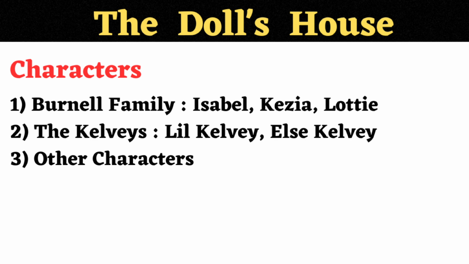The other characters in the story are the Kelvys. The Kelvys include Lil Kelvy, the elder of the Kelvy sisters, described as stout and docile, and the second is Els Kelvy, the younger Kelvy sister, quiet and often clinging to her sister. Now let's directly jump into the plot summary.